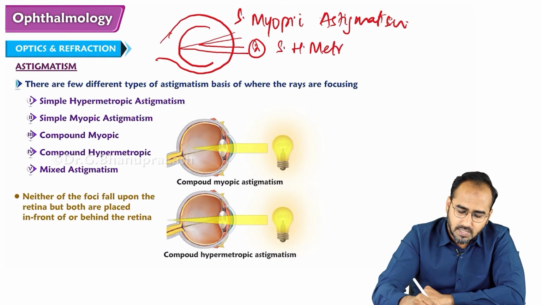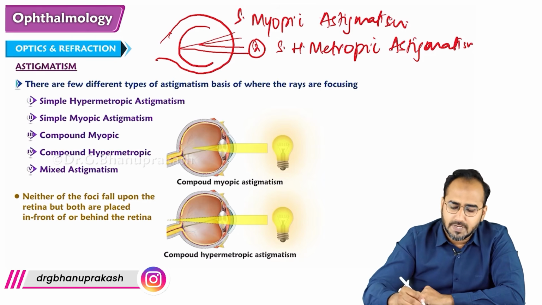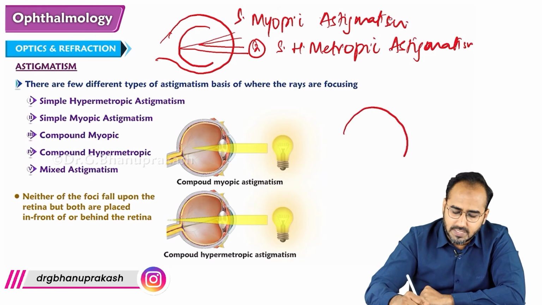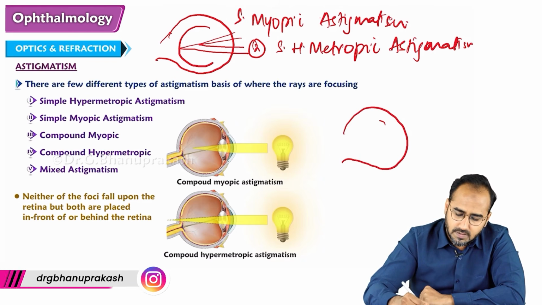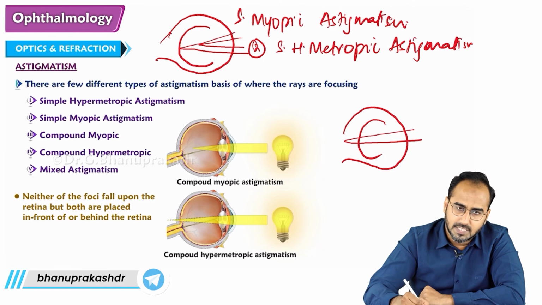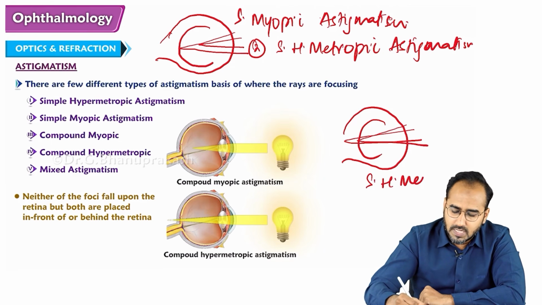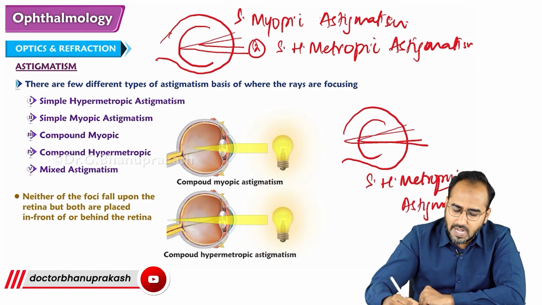Simple hypermetropic astigmatism. When it is called simple hypermetropic astigmatism, just look over here, guys. Simple hypermetropic meaning what? Two foci of light rays, that is, one focus is behind the retina, the other focus is on the retina. This is called simple hypermetropic astigmatism.